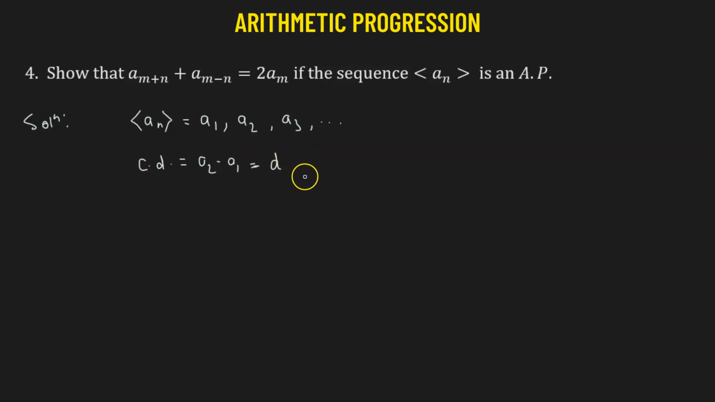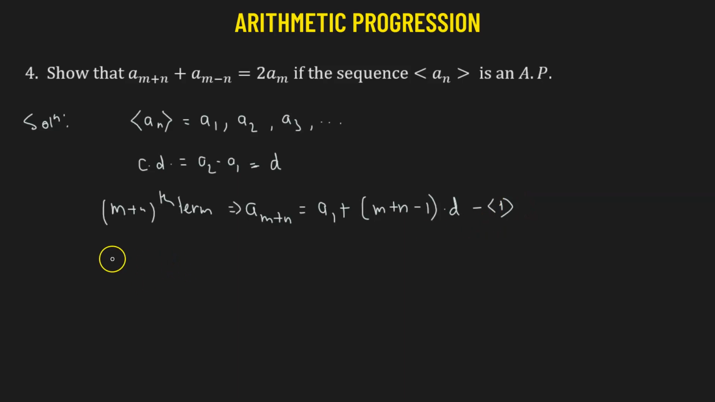Fine. Now let's start with the m plus nth term. So this is a(m+n), which will be equal to the first term a1 plus m plus n minus 1 times the common difference d. I'm going to label this as number 1. Then the m minus nth term, this will be a(m-n), which will be equal to a1 plus m minus n minus 1 times the common difference d. We're going to label this as number 2.